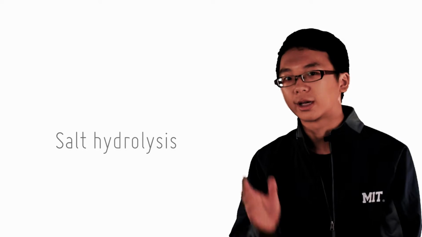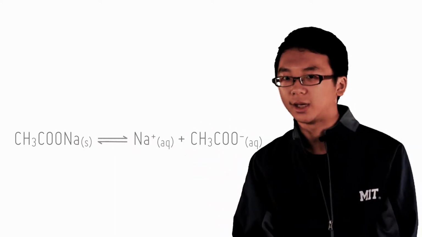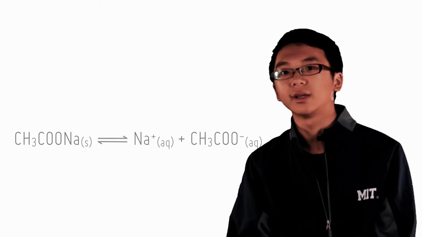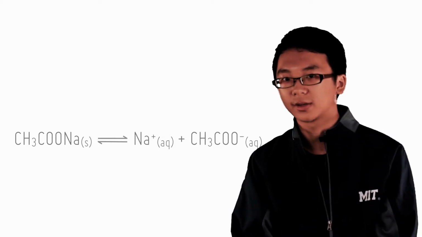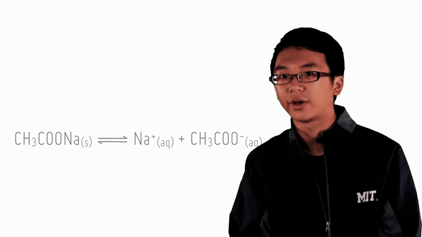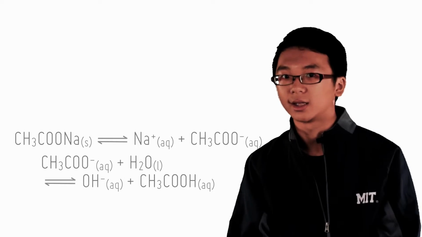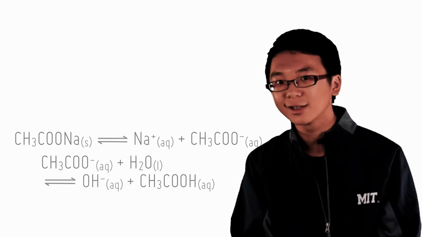For example, look at sodium ethanoate. Salts dissociate completely in water to give you cations and anions. In this case, the anion is ethanoate, which is the conjugate base of ethanoic acid. And if you recall the reaction of ethanoate with water, it produces hydroxide ions. So does that mean if I dissociate sodium ethanoate in water, I get a basic solution?